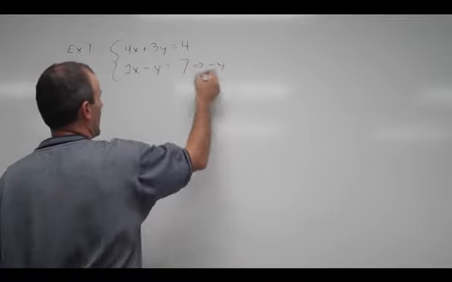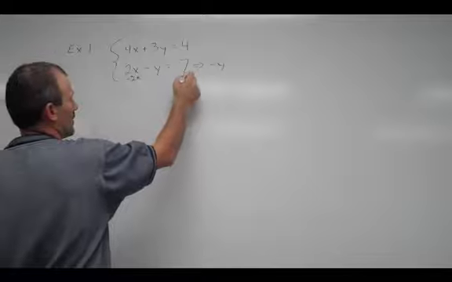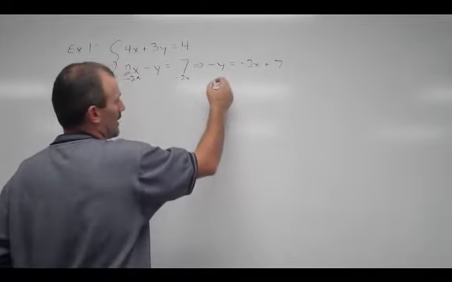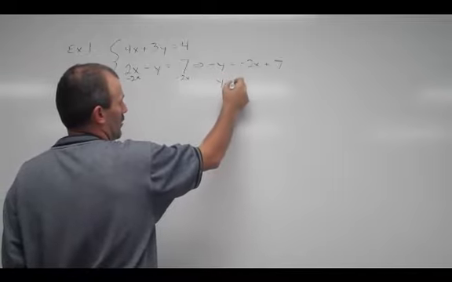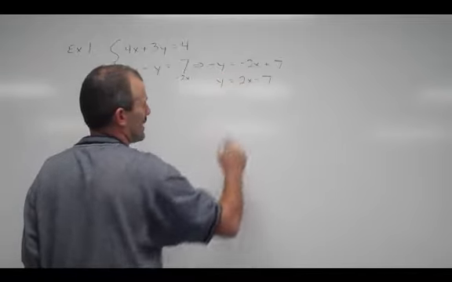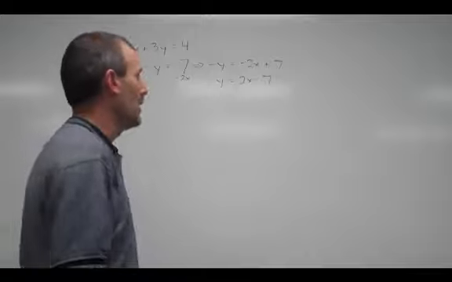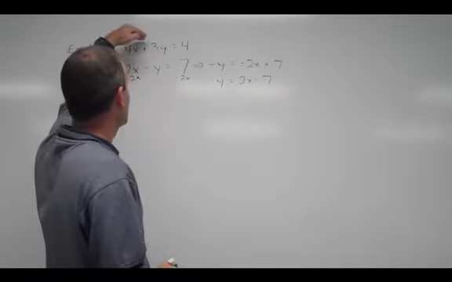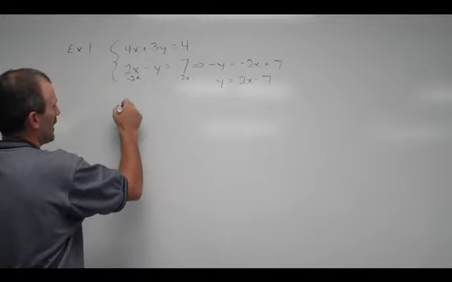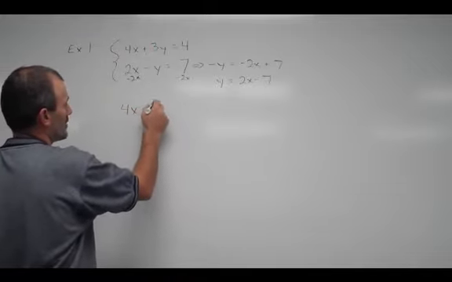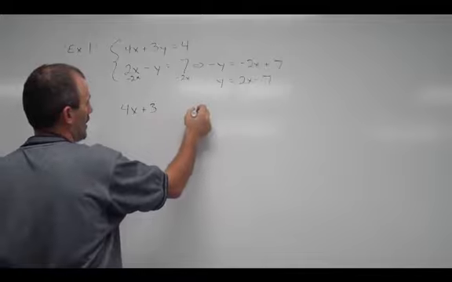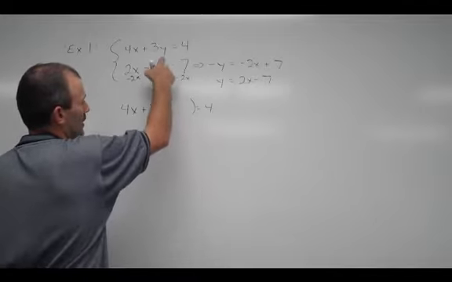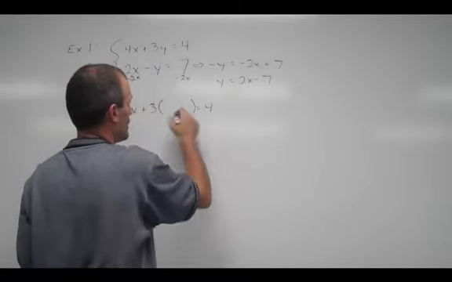So we'll have negative y, we're going to subtract 2x, equals negative 2x plus 7. And then we'll divide by negative 1. So we're going to get y equals 2x minus 7 for that one. Once we know what y is, we're going to substitute back into the other equation. So we're going to have 4x plus 3 times y equals 4. But in place of that y, we're going to replace it with 2x minus 7.